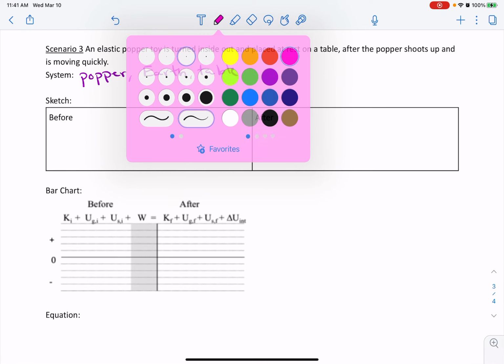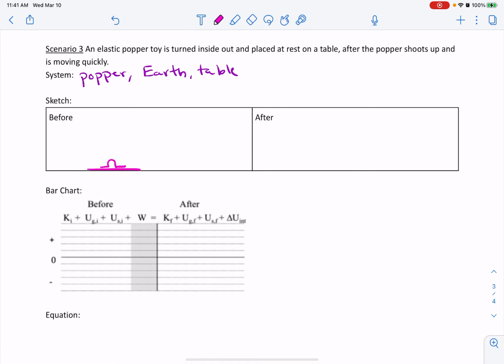So at first we have our popper inside out on the table. And after, it's right side out and it's moving quickly. Let's make our starting position, this lowest point, our 0. All right, now we're going to look at our bar chart. So initially, it is placed on the table, so it's not moving. So I'm going to say we have 0 kinetic. It's at our 0 reference level, our lowest point in this scenario, so I have 0 gravitational.